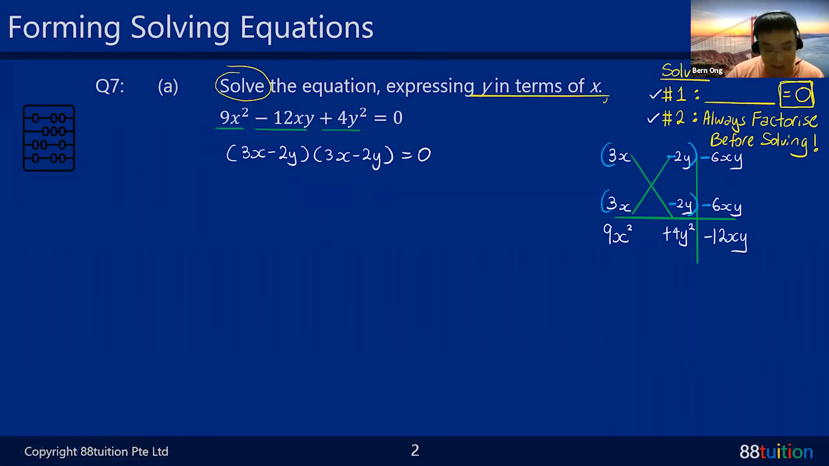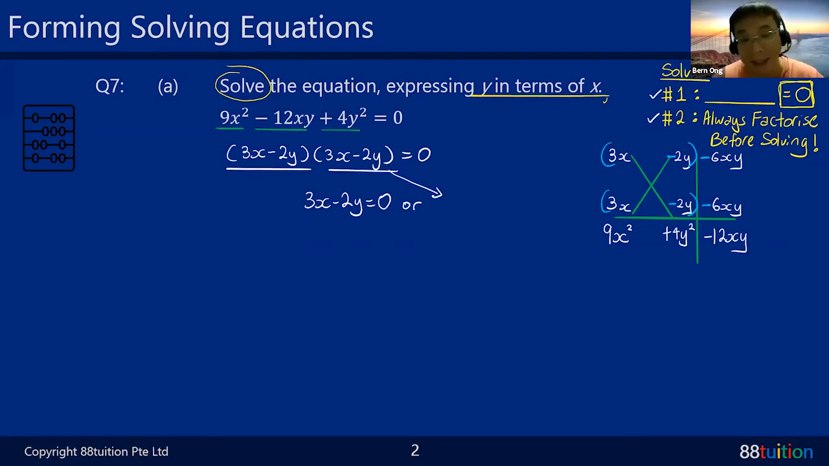So usually at this moment, what do you do? You can say that the first portion here, 3x minus 2y, is equal to 0, or the second portion here is equal to 0. But they are the same, so must you write 2 times or not? Don't have to write 2 times. Just write 1 time can already, because they are the same. So how to continue? The question wants to find y equal to something, right?